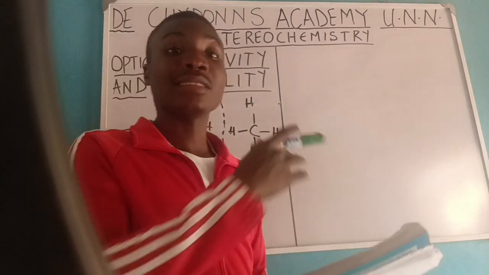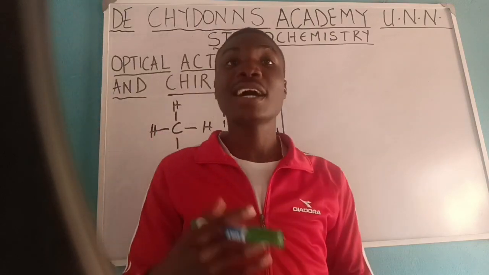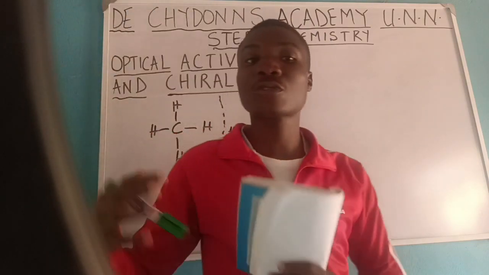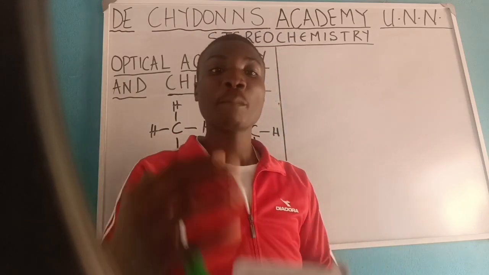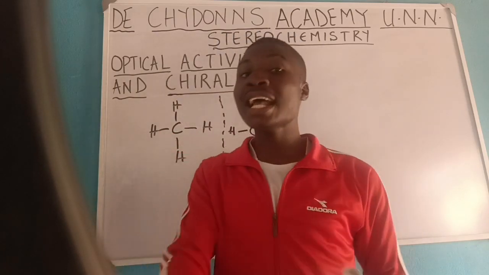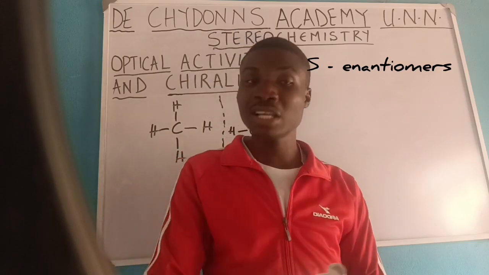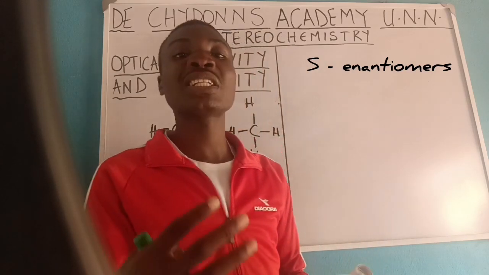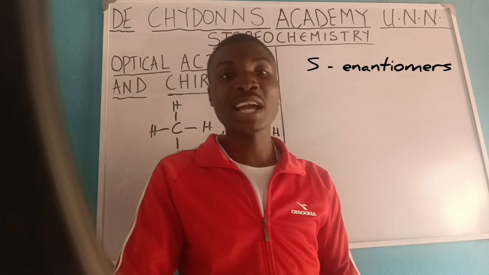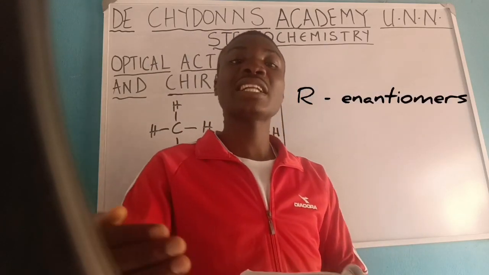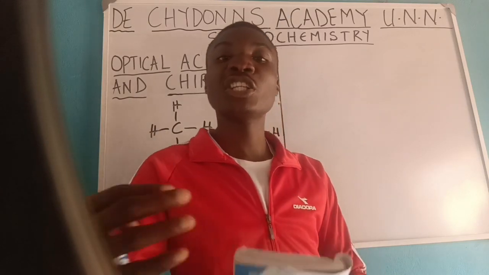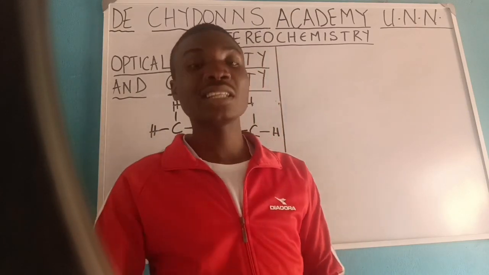But that is not the case for thalidomide. Thalidomide mirror images do not superimpose on themselves. You will understand better as we make progress. It was later realized that the S enantiomer, which I'm going to be explaining, was actually responsible for the teratogenic effect of thalidomide, while the R enantiomer is what is responsible for the sedative effect that is necessary for the treatment of morning sickness in pregnant women.